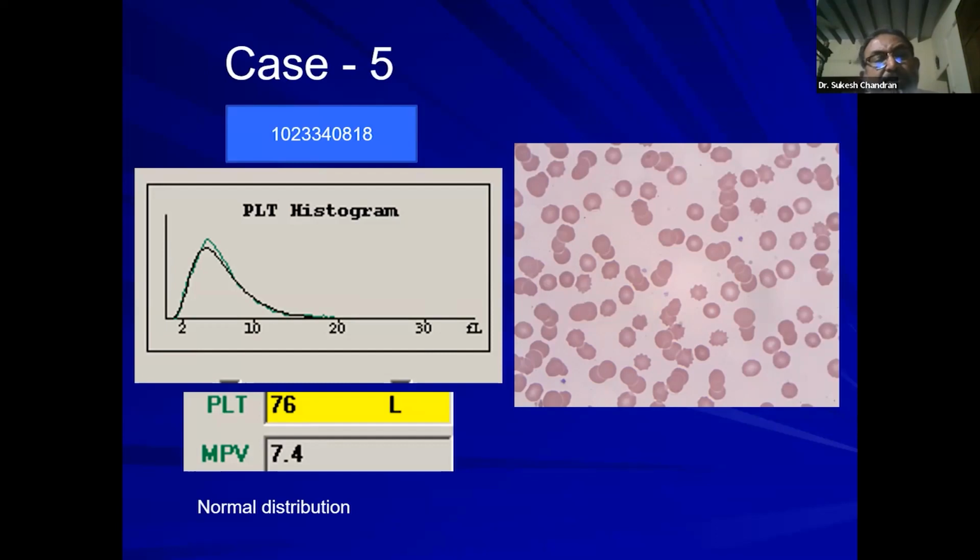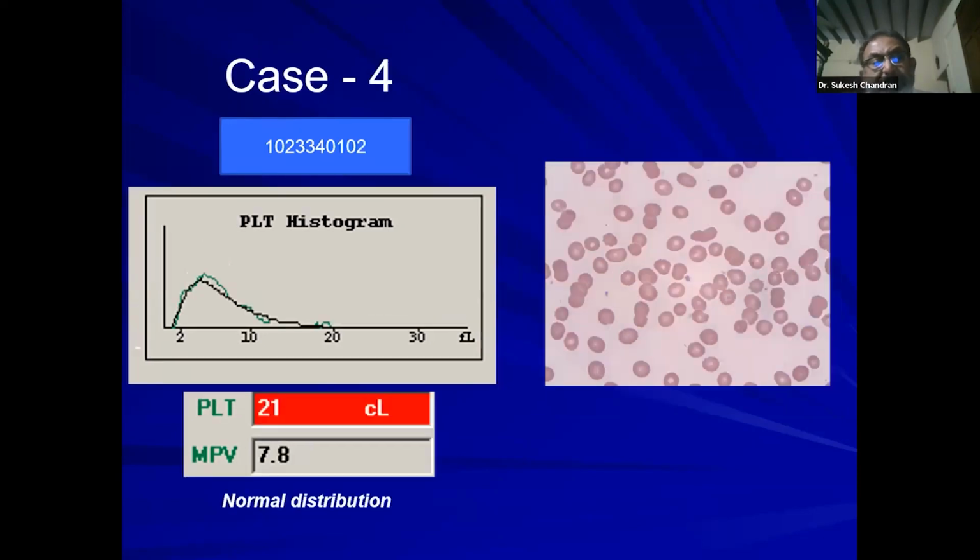Now, if you look at the distribution of the platelets, it is a normal distribution, because most of the distribution is less than 10 femtoliters. There's hardly any events between 10 and 20 femtoliters. This patient doesn't even have large platelets. He doesn't have the regular platelet anisocytosis. So if I look at this histogram, I know that the platelet count is 76,000, even if I use the flow cytometry gold standard method, or I look at the smear, it is not going to be more or less than 76,000. Here the platelet count is 21,000.